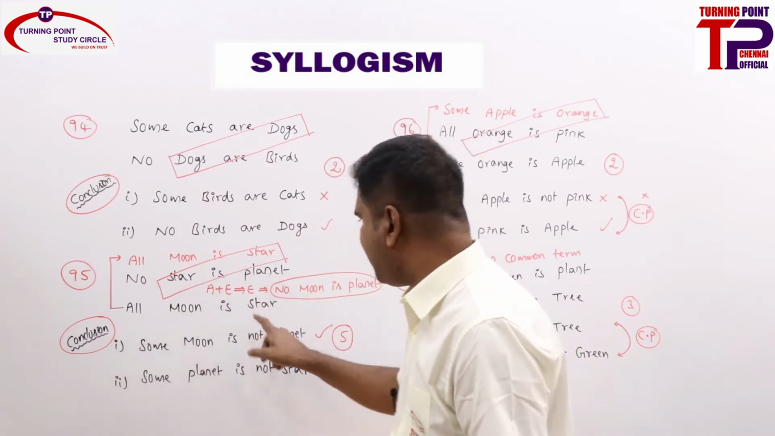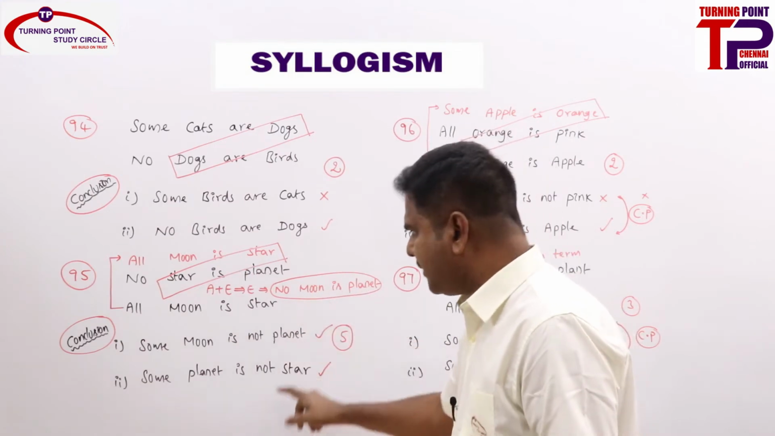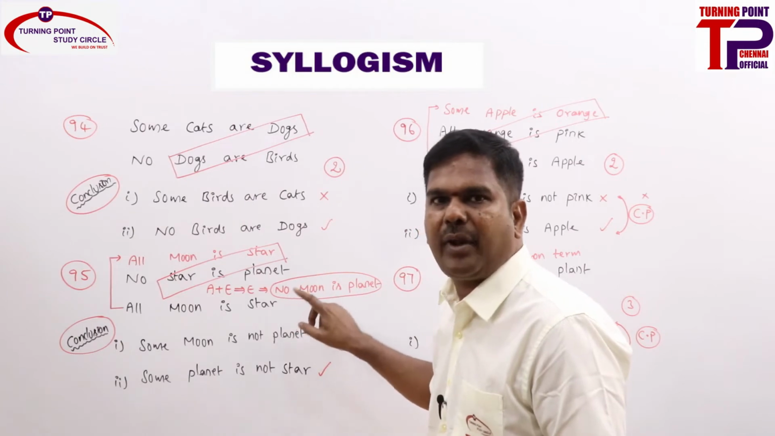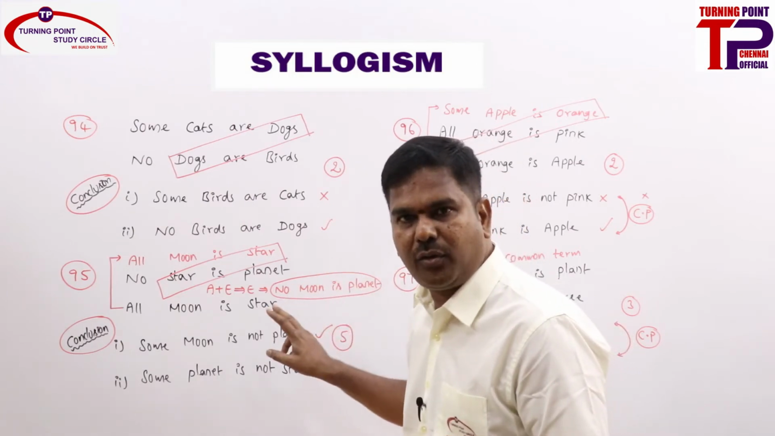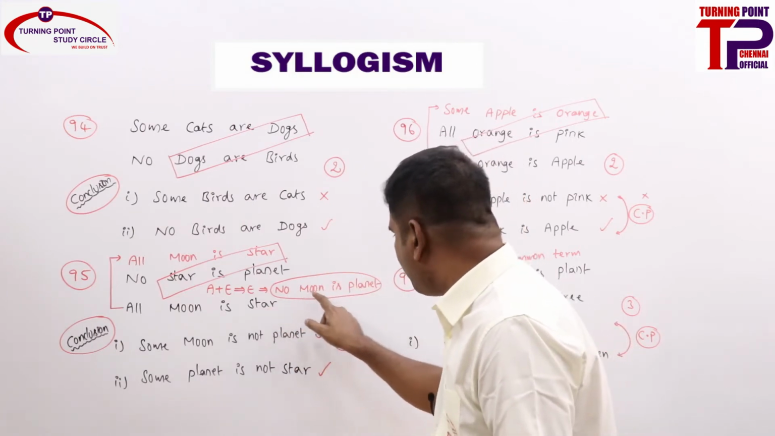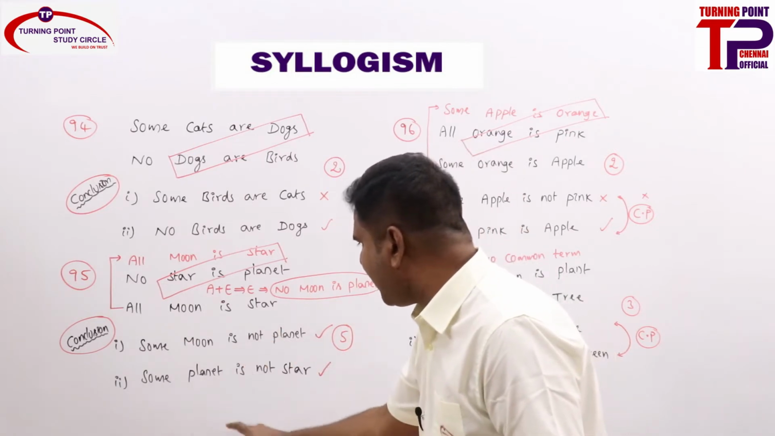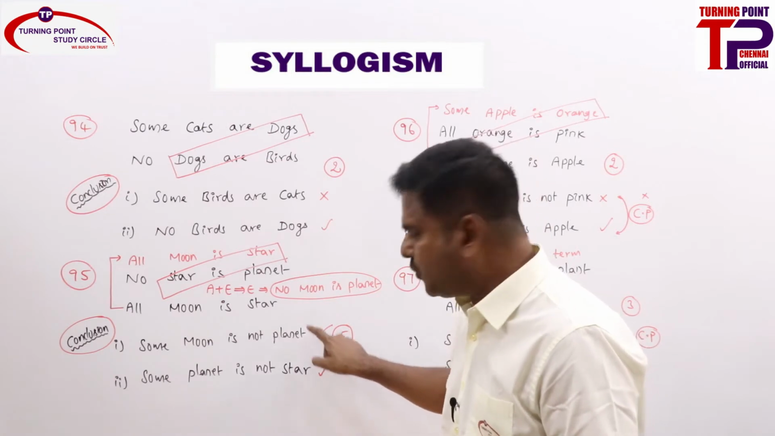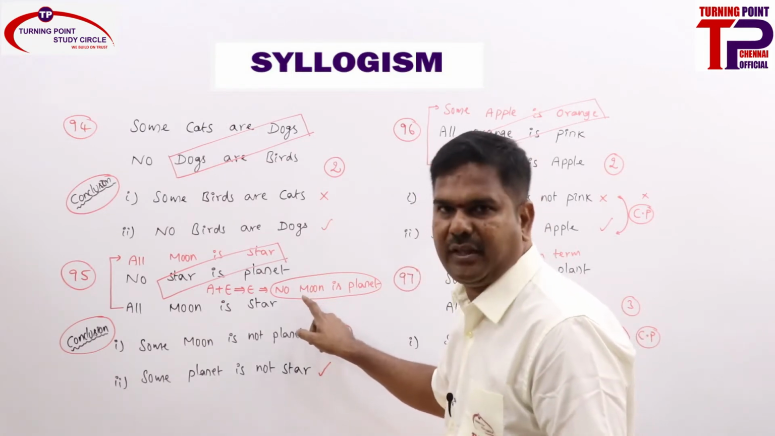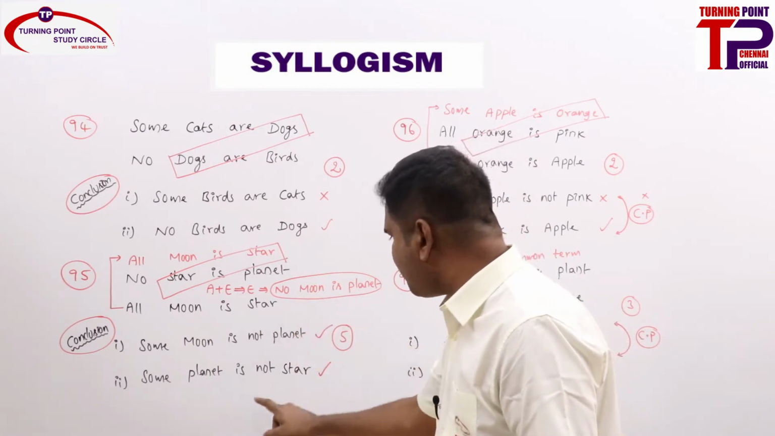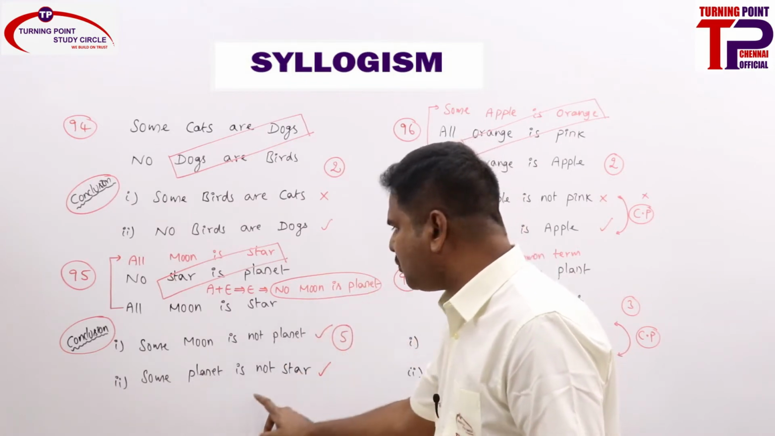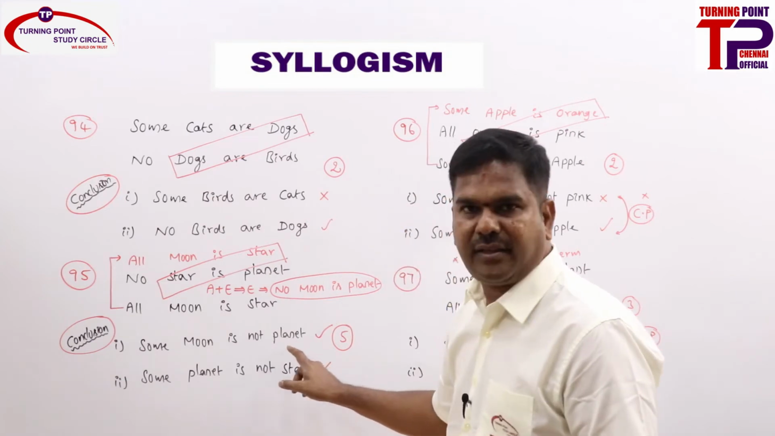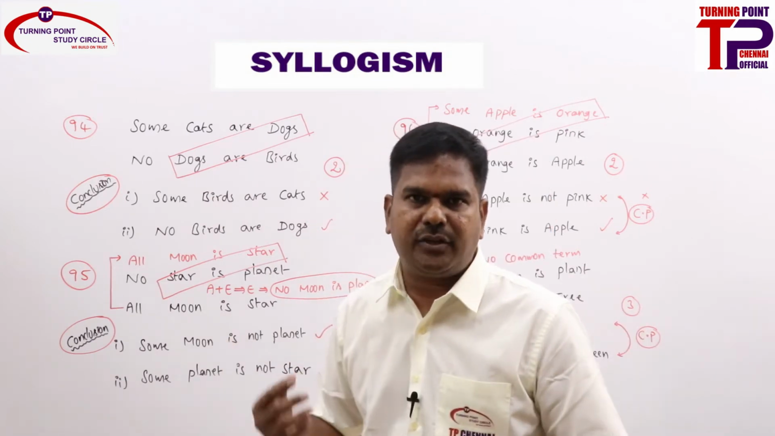So A plus E is E. No moon is planet is not given here, but E can be converted into O. E is implied by O. E can be converted into E, right? See that. So some moon is not planet, is it given anywhere? Some moon is not planet. Directly E is implied by O statement. So the first one directly follows from the E statement. Some planet is not moon, it is not given. No planet is moon, it is not there. Now based on the 6 rules you got the first one as the answer.